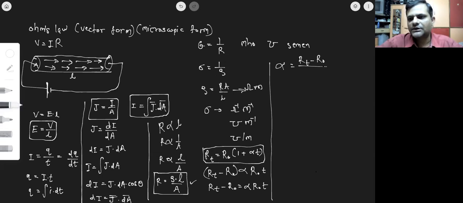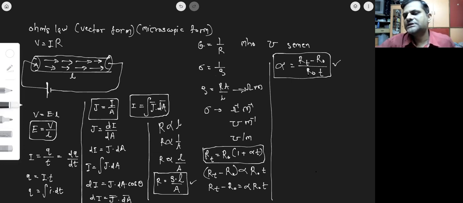So this RT minus R naught upon R naught T will actually be the definition of alpha. This is the formula for alpha, we can say. Alpha is just the rate of change of resistance per unit resistance with respect to temperature per unit resistance at 0 degree Celsius. इसको हम ऐसा भी लिख सकते हैं, अल्फा इज इक्वल टू ये जो आर टी माइनस आर नॉट है उसको हम डेल्टा आर से डिनोट कर सकते हैं, और ये जो टी है उसको हम डेल्टा टी से डिनोट कर सकते हैं, बट आर नॉट विल बी जस्ट केप्ट एज इट इज.